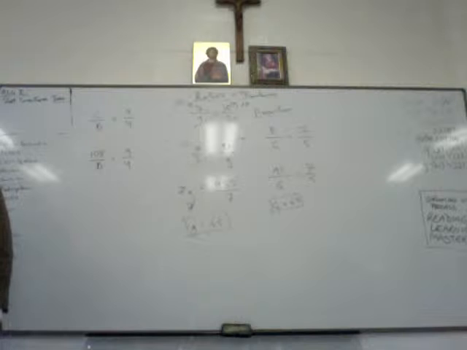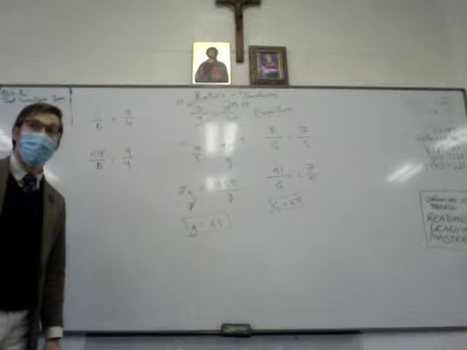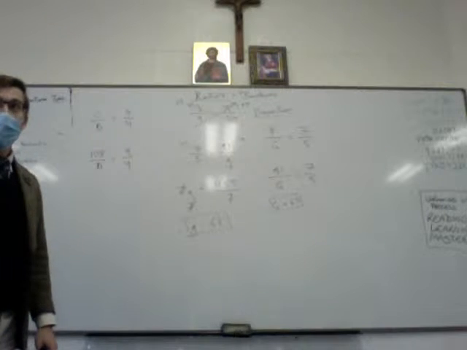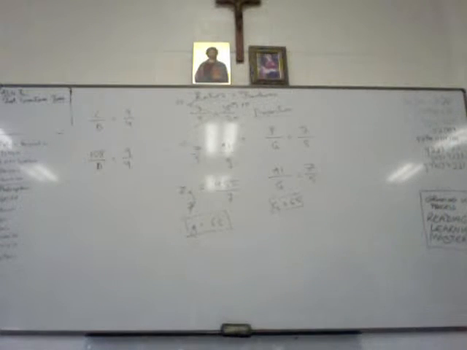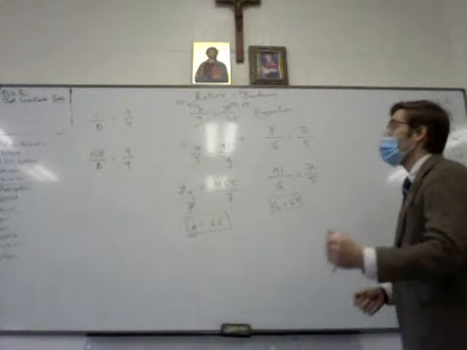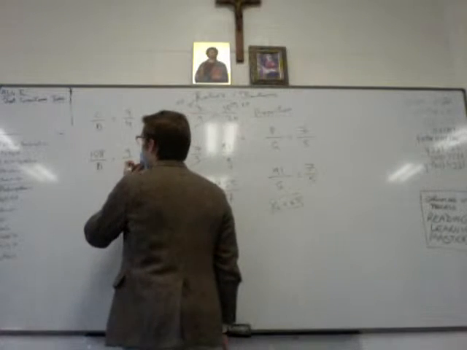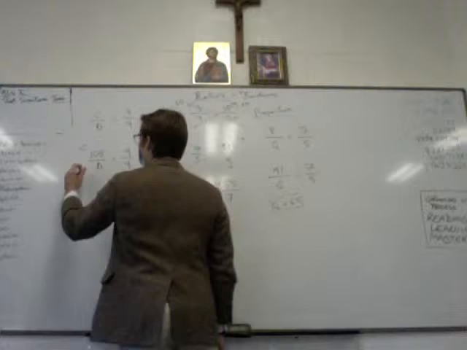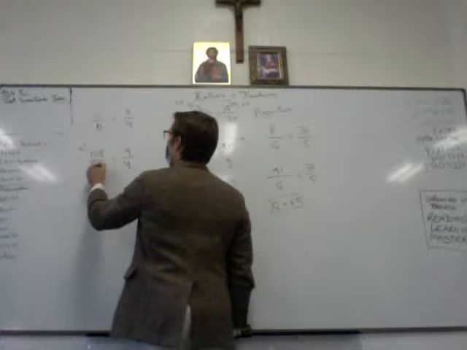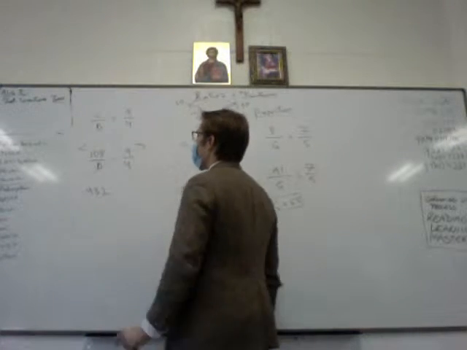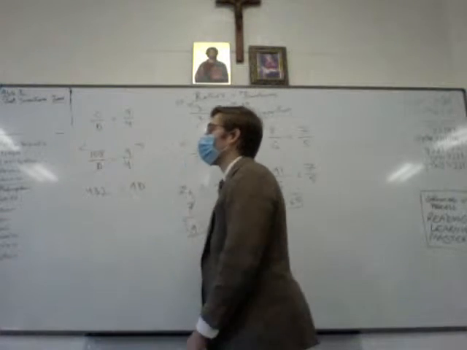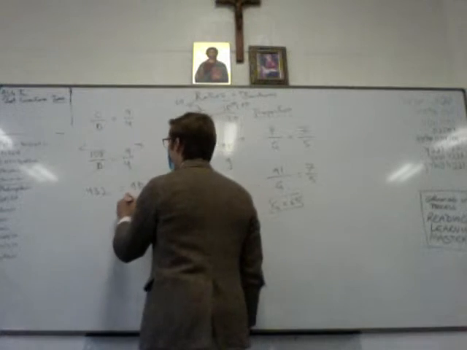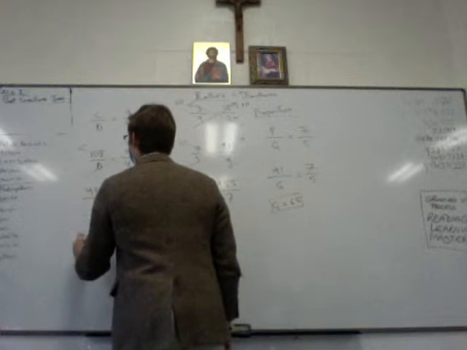What do we do? How do I solve this? We cross multiply. What do I get when I cross multiply? 4 times 108 gives us 432. 9 times D gives us 9D. Okay, now what do I do? Divide by 9. All right, what do I get?